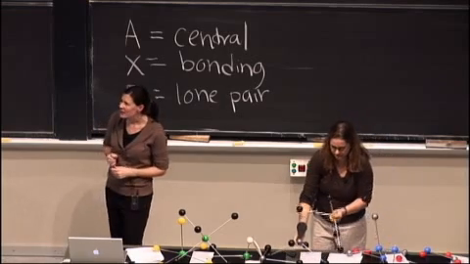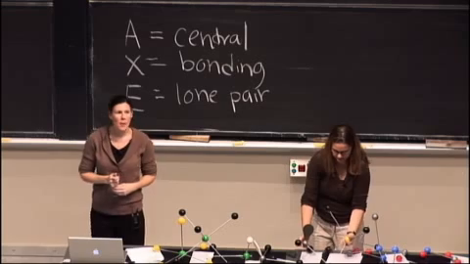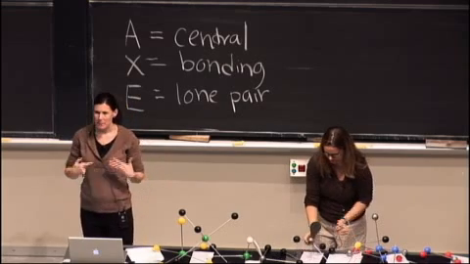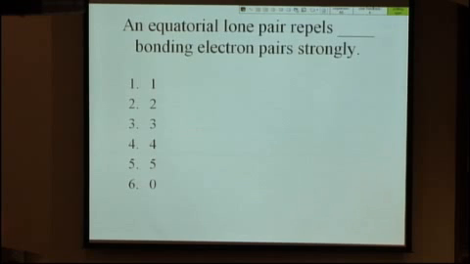Now, would you tell me, if we think about an equatorial lone pair, how many different bonding electrons or bonding pairs that will strongly repel if we have an equatorial lone pair? So you might need to look at your notes to actually compare these two before you submit your answer up here. All right, let's take 10 seconds on that.